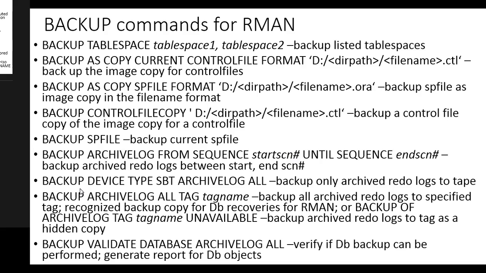You can also perform a backup device type SBT archivelog all. What you're doing is backing up all the archived redo logs to a particular device type. There are two choices here, disk or SBT, which is tape. Here, this is tape. You can also do a backup archivelog all tag. Again, you're backing up all the archived redo logs and assigning a tag to that backup.